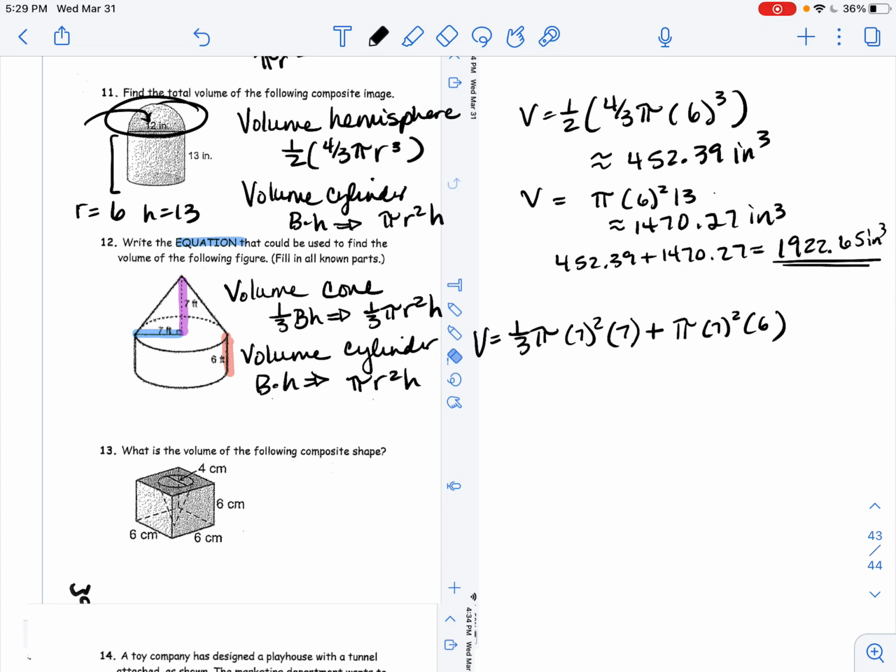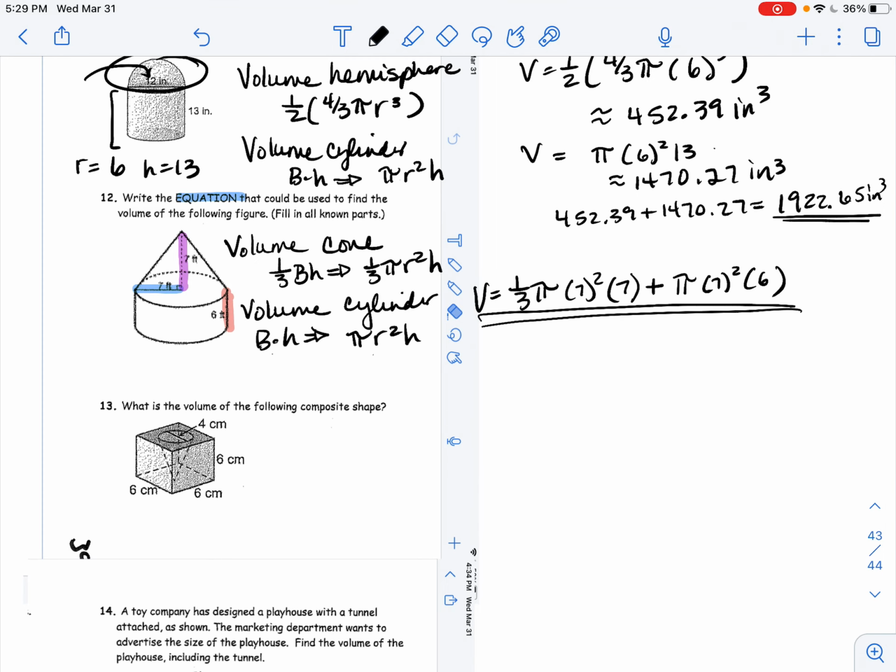All right, and so my volume is equal to this. I can kind of clean this up a little bit, but I don't need to. I can leave it like this. Number 13, what is the volume of the following composite shape? All right, so what we've got here is a cube, and then we have a cone that's like carved into it. So we need to find the volume of the cube and then subtract the volume of the cone.